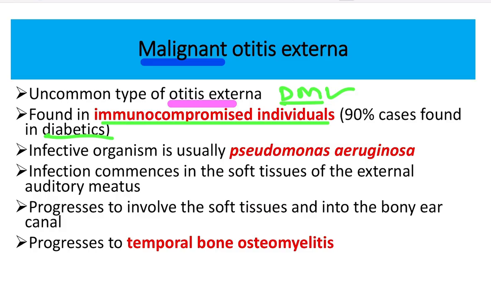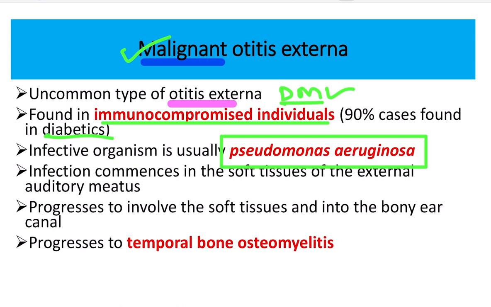So in this condition, when immunocompromisation occurs, that means the immunity of the person is reduced, malignant otitis externa develops. Though the name is malignant, it is not malignant. And the infective organism, this is most important, is Pseudomonas aeruginosa. Pseudomonas aeruginosa is the main pathogenic organism for malignant otitis externa.